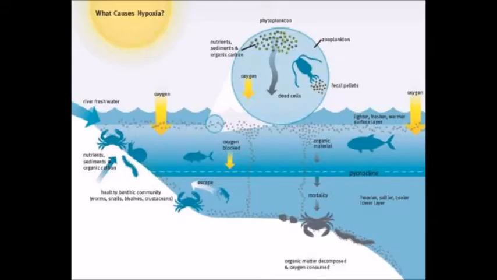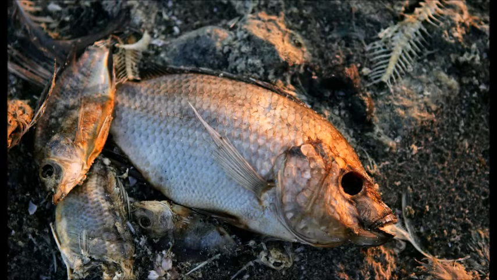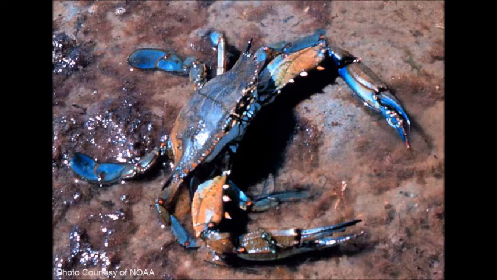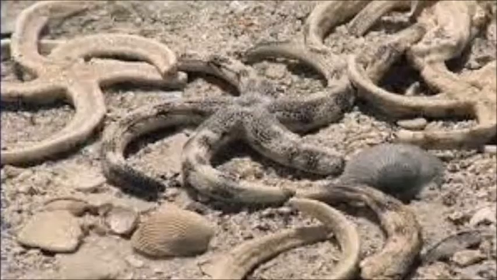Hypoxic means that there is not enough oxygen in the water to sustain marine life in the bottom or near the bottom of the Gulf. When the water is at this state, fish and shrimp leave the area, and anything that cannot escape, like crabs, snails, and starfish, die. The area is literally a dead zone.